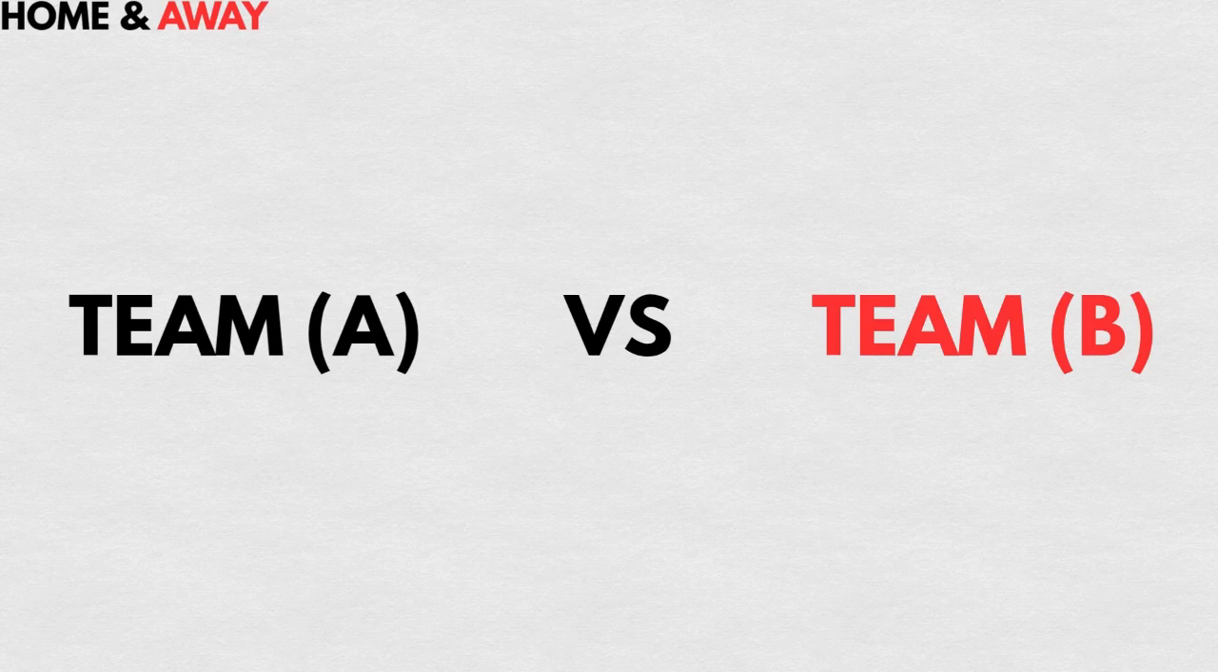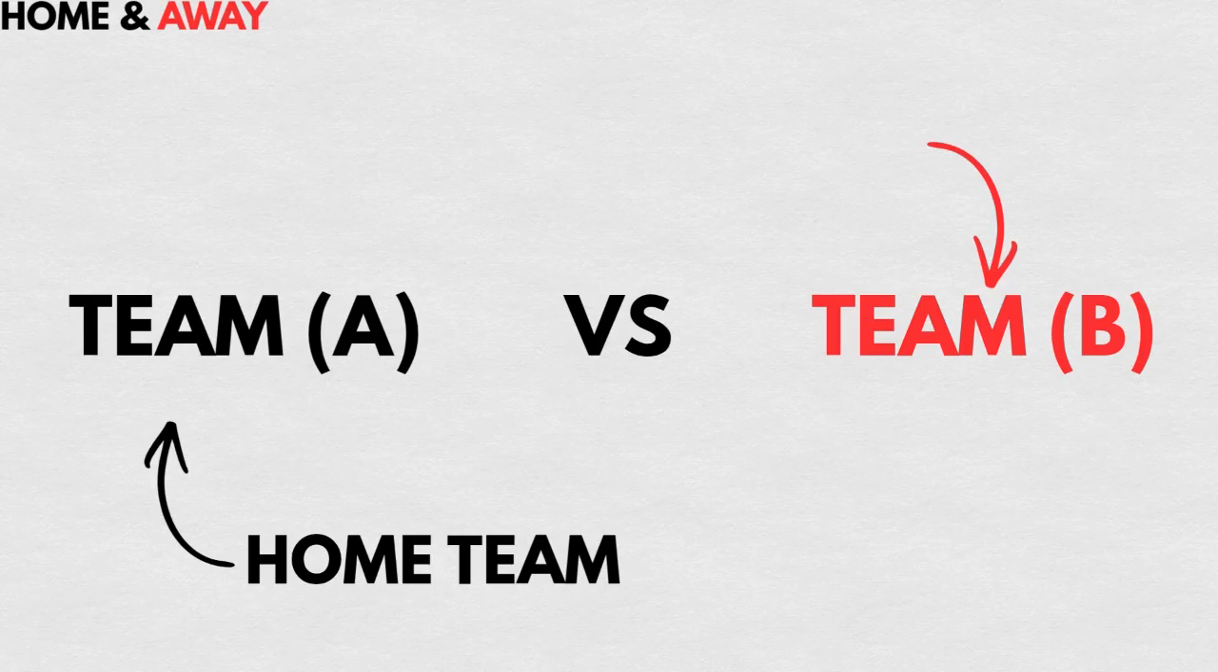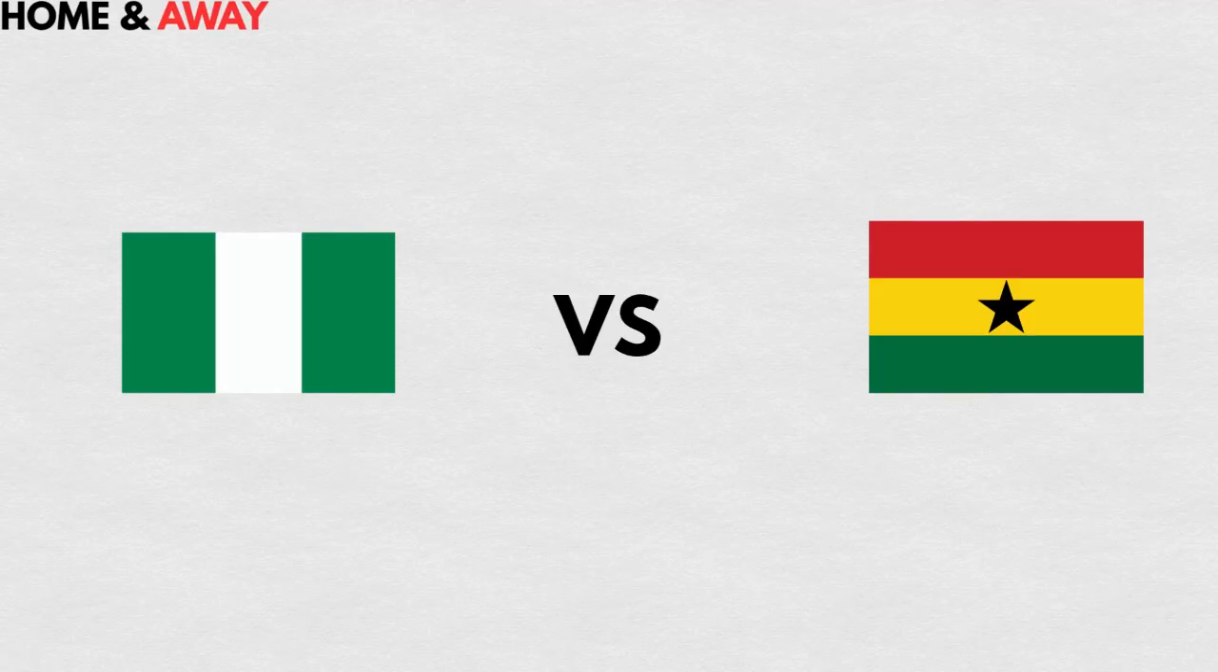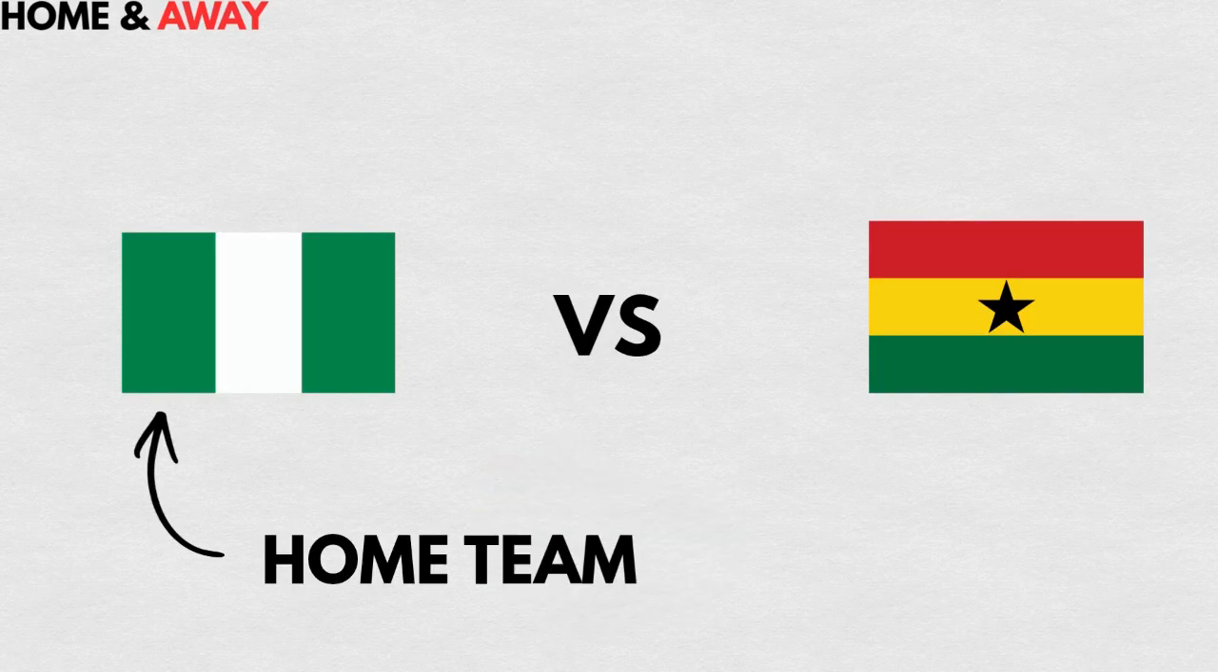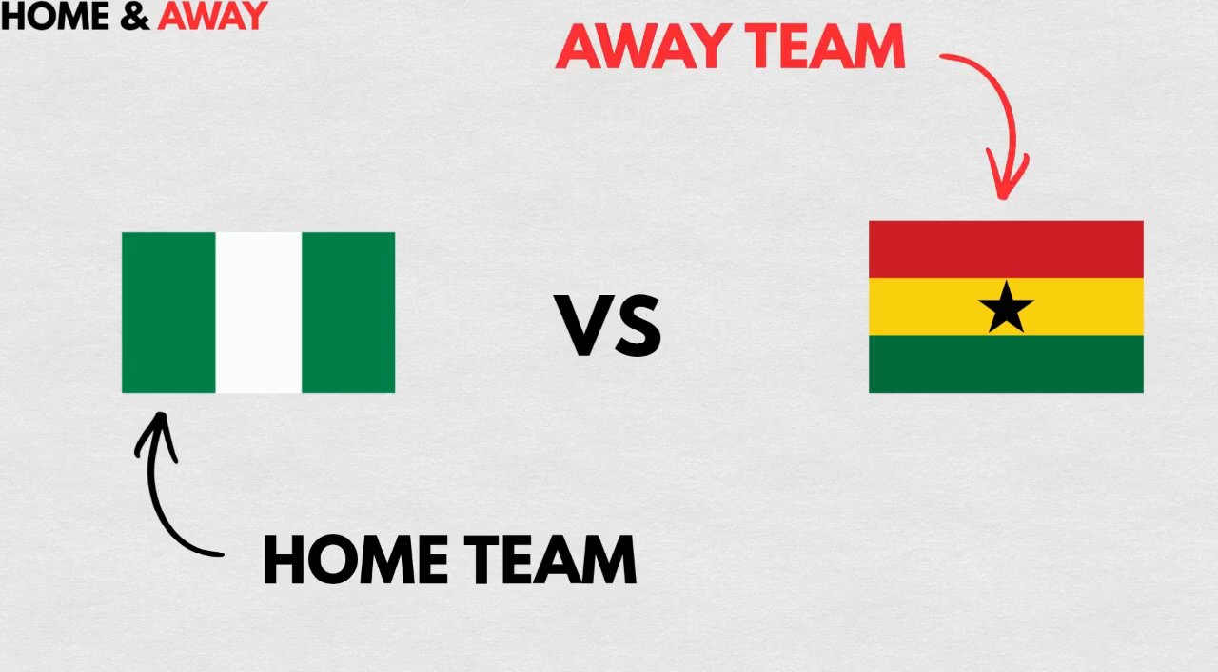Let's say Team A is playing against Team B. Team A is the home team, while Team B is the away team. Now here's an example. Nigeria versus Ghana, the Jollof Derby. Nigeria is the home team in this context, regardless of the stadium, and Ghana is the away team simply because they're on the right side.